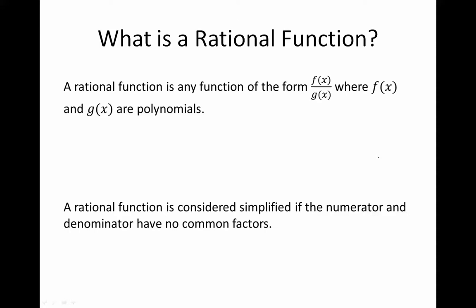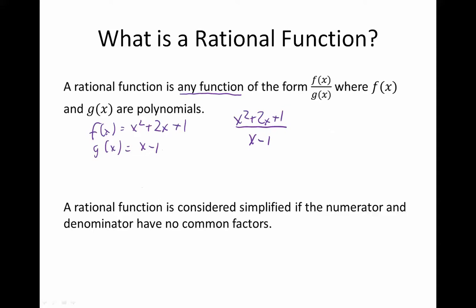A rational function is any function of the form f of x divided by g of x, where f of x and g of x are polynomials. So, for example, if f of x was x squared plus 2x plus 1 and g of x was x minus 1, then this would be the rational function with the f of x in the numerator and g of x in the denominator. Okay, so that is a rational function. It is any function where the numerator and the denominator are both polynomials.